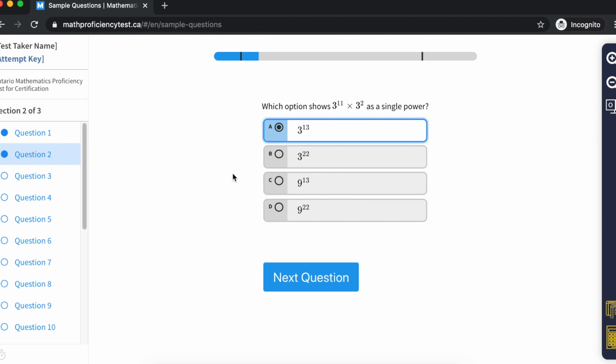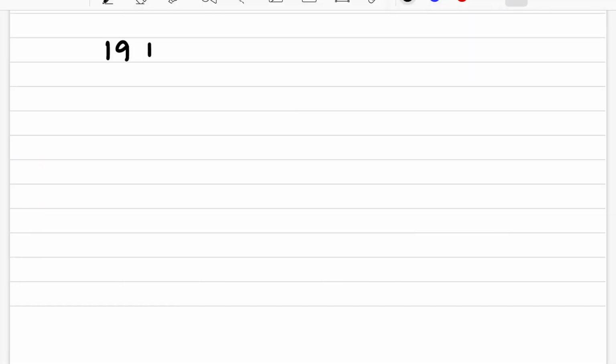Okay, question 3. What is 19 thousandths plus 7 tenths?